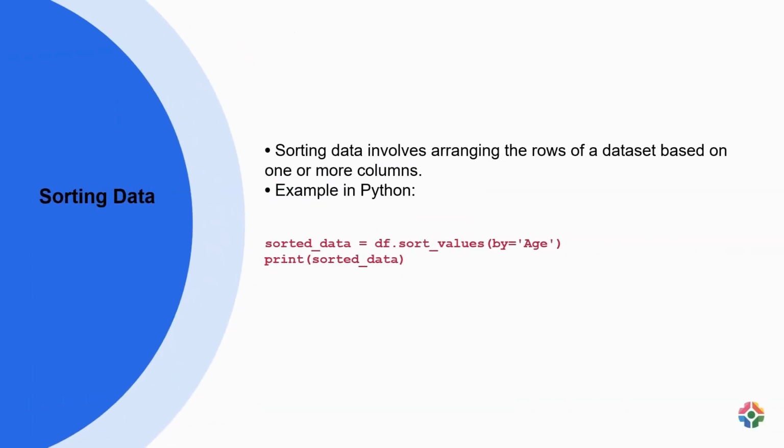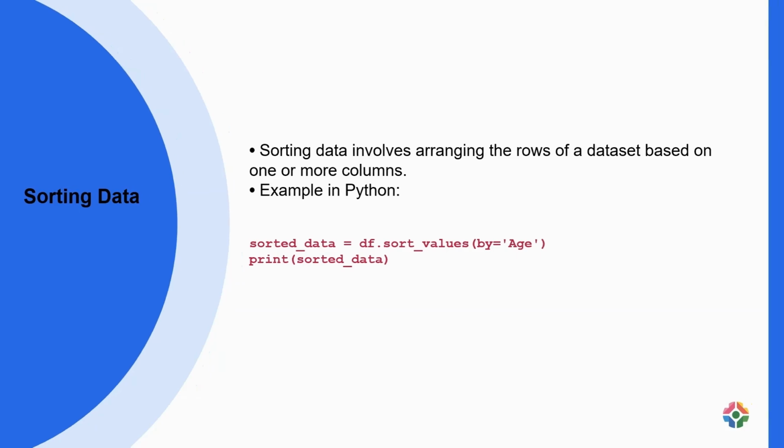Sorting data is the process of organizing information in a dataset based on specific columns. In Python, you can utilize the sort values function from the pandas library. For instance, the given code snippet demonstrates sorting a data frame named df by the age column. This action arranges the rows in ascending order of age values.